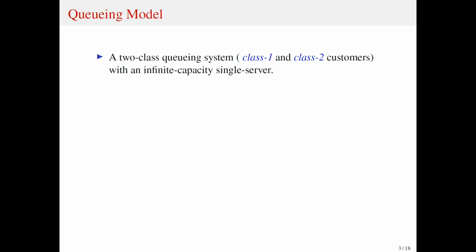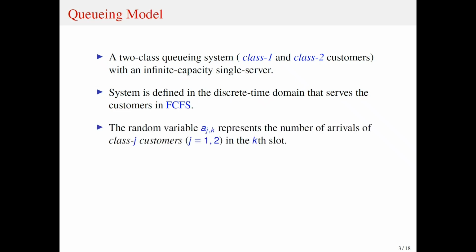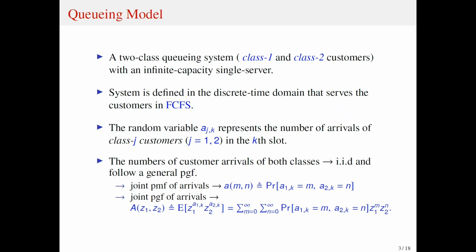And in our model, we have defined a two-class queuing system, namely class 1 and class 2 customers, with an infinite capacity single server. Our system is defined in discrete time domain that serves the customers in a first-come, first-served order. The random variable a_j,k represents the number of arrivals of class j customers in the kth slot, and the numbers of customer arrivals of both classes are assumed to be independent and identically distributed with a general PGF. You see the joint PMF of the arrivals and the joint PGF of the arrivals here in these relations.